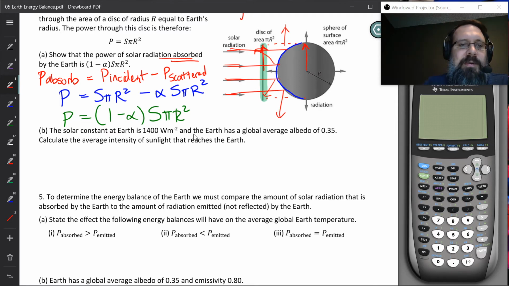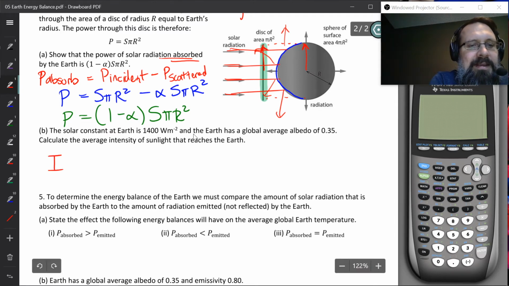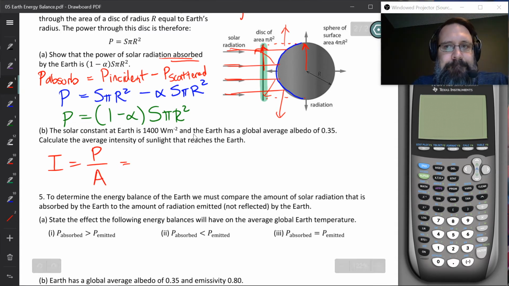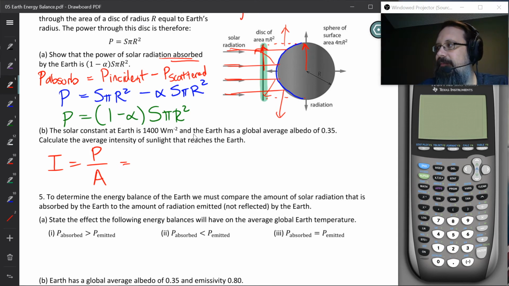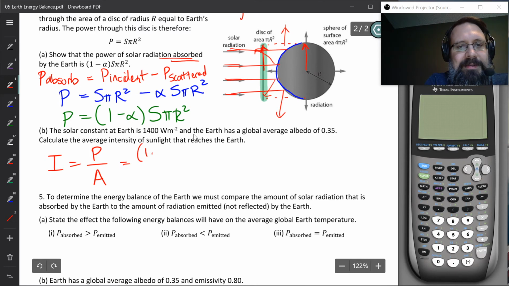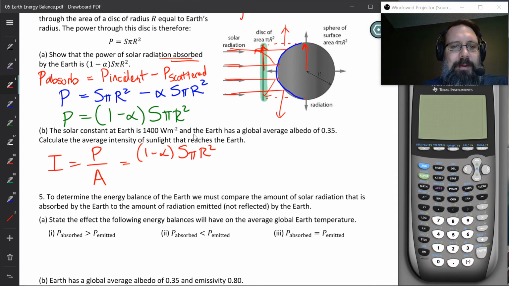Okay, so let's do this. We want to find intensity. So intensity is power divided by area. Check my notes, make sure I'm doing this right. Yep. Okay, and then we know what the power is. It's (1 minus alpha) S pi r squared. So that's the amount of power that gets absorbed by the Earth.